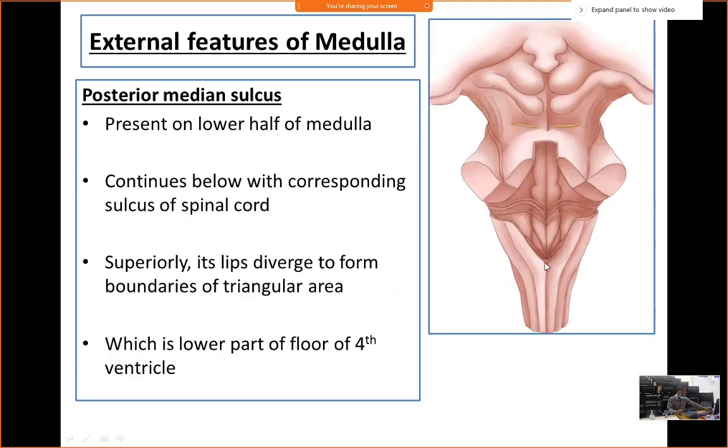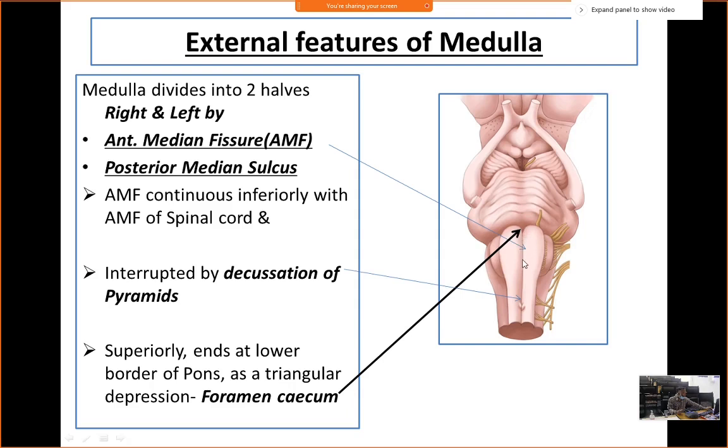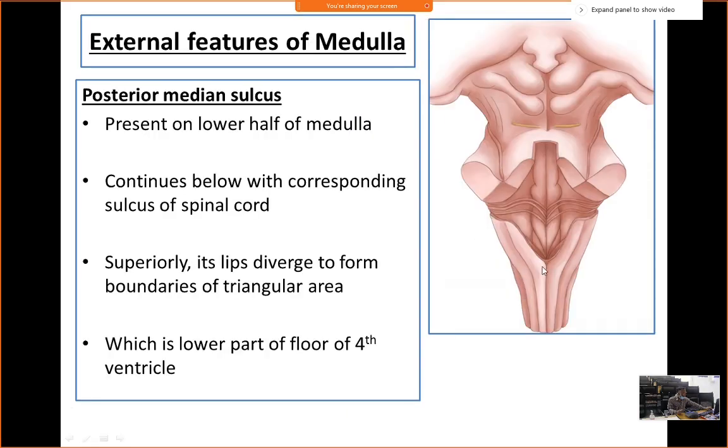This is our anterior median fissure, then this is our posterior median sulcus. Now this is our closed part, and this is our open part of the medulla. This is the closed part of the medulla. In the lower part, there is a central canal inside the medulla oblongata. That is why it is called the closed part.